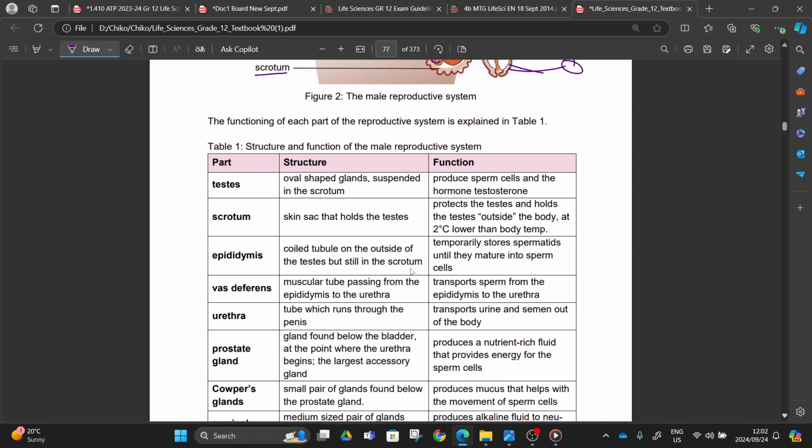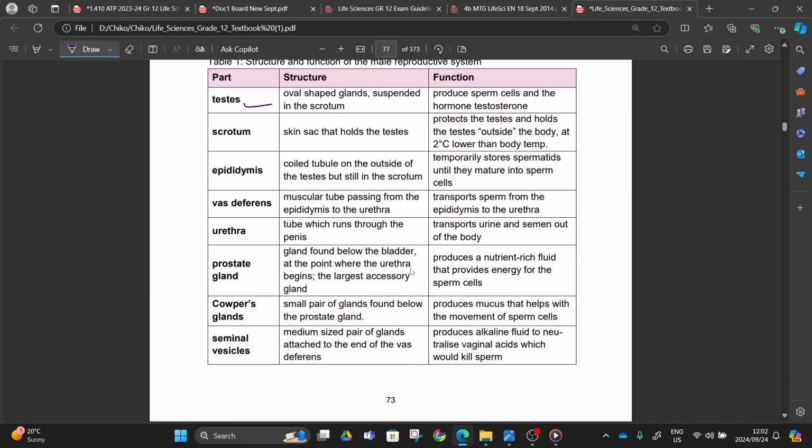As you can see there, we have the structure, the function, and the part. We have our testes that produce sperm cells. We have our scrotum, 2 degrees lower than the body, out there, to hang those testes outside of the body. We have our epididymis that stores spermatids temporarily, and the vas deferens there that transports that sperm from the epididymis to the urethra. We have our urethra that transmits the urine and the semen.